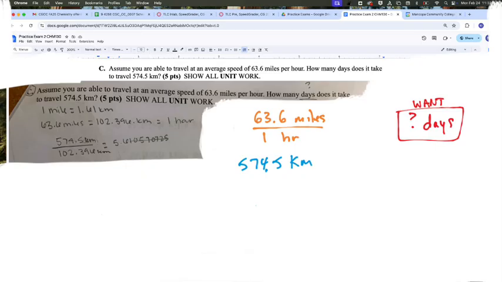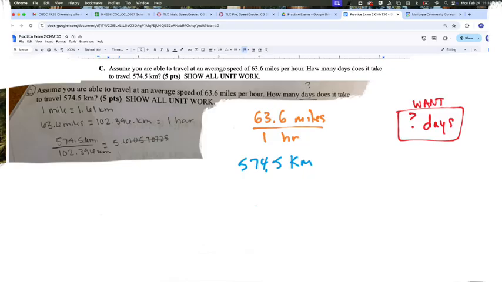If this question is rewritten, where I start with how many days does it take to travel 574.5 kilometers when traveling at 63.6 miles per hour? Subtle change in the language, the success rate for students completing this question goes through the roof. As written, students are like, I can't solve it, and get stumped and struggle to navigate. But if we swap the order of it, all of a sudden everybody can solve it. Why is that?